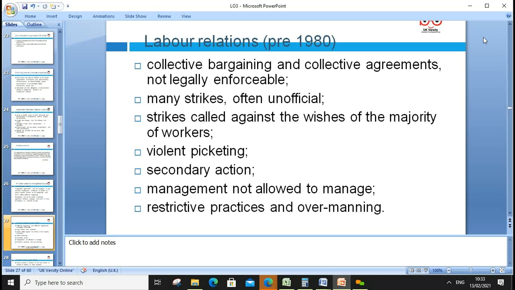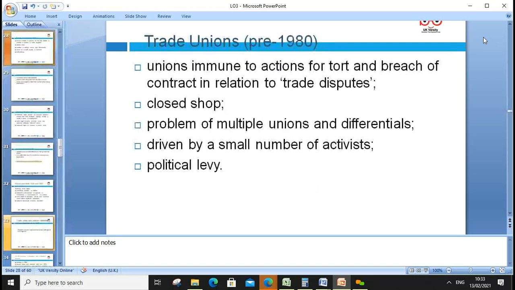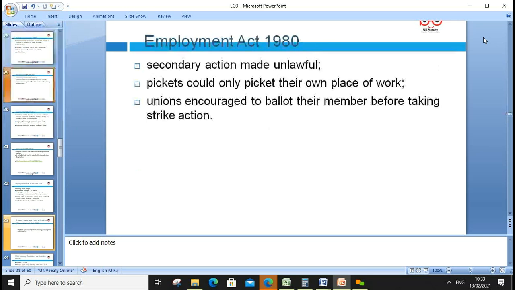Many strikes, often unofficial strikes, were called against the wishes of the majority of the workers, along with secondary action, management not being allowed to manage, and restrictive practices. So we need to make sure we manage the labor relationship. Then trade union actions in tort and breach of contract, trade disputes, closed shops, the problem of multiple unions and differentials, and being driven by a small number of activists.